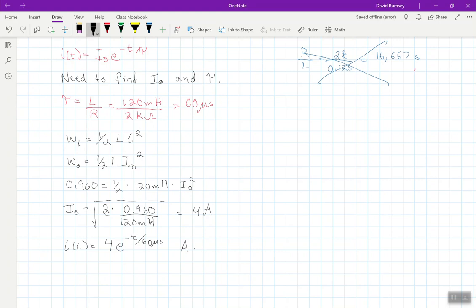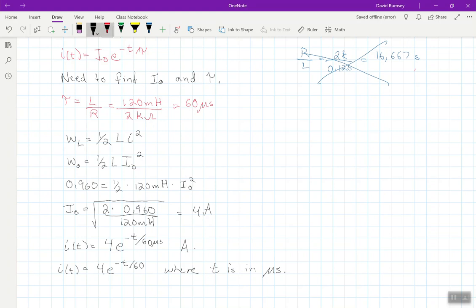So this is how we'd want to write it. Another way to write this is, instead of putting the unit there of 60 microseconds, you can say 4e to the negative t over 60, where t is in 60 microseconds. I guess there's a third way to do it.